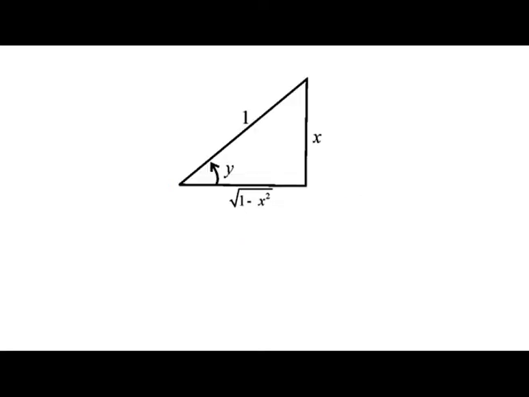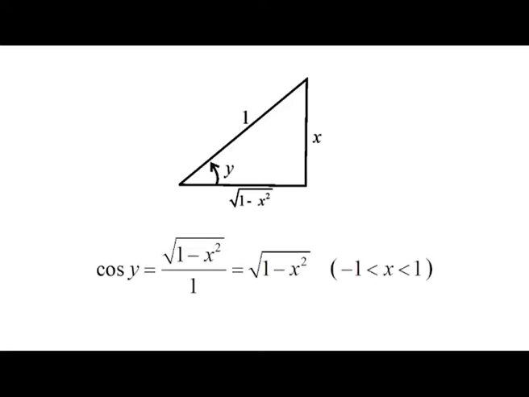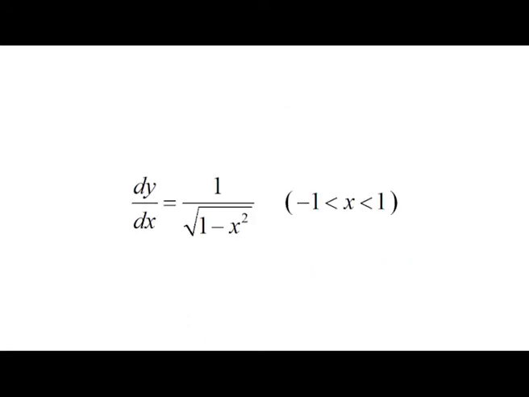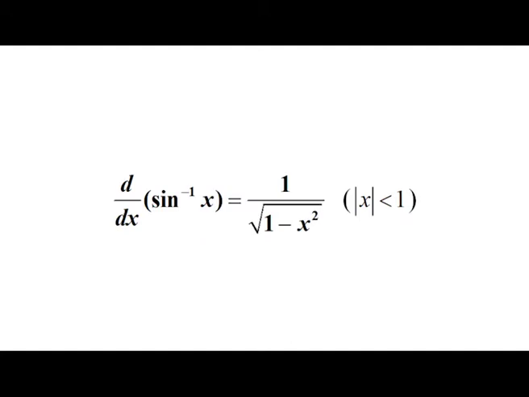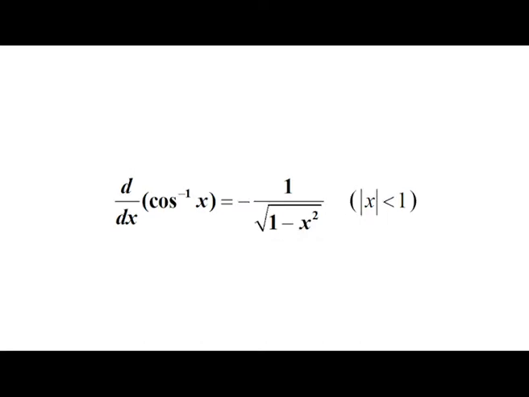Now, referring to the right angle triangle in the figure, we obtain cos y equal to square root of 1 minus x square by 1, that is the same as square root of 1 minus x square in minus 1 less than x less than 1. Thus, dy by dx equal to 1 by square root of 1 minus x square with minus 1 less than x less than 1. Thus, d by dx of sin inverse of x equals 1 by square root of 1 minus x square with mod x less than 1. Similarly, it can be seen that d by dx of cos inverse of x equals minus 1 by square root of 1 minus x square with mod x less than 1.